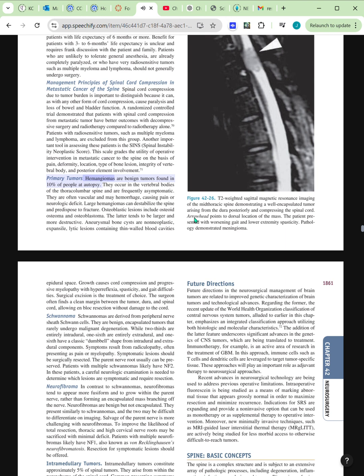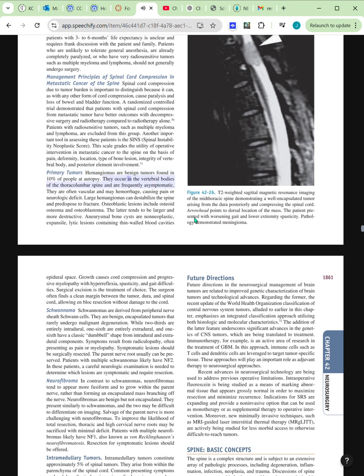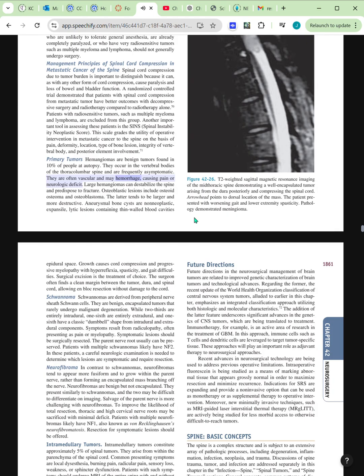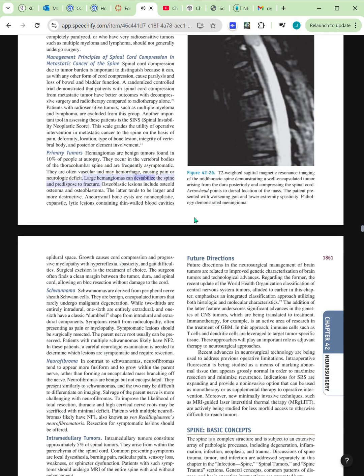Primary tumors. Hemangiomas are benign tumors found in 10% of people at autopsy. They occur in the vertebral bodies of the thoracolumbar spine and are frequently asymptomatic. They are often vascular and may hemorrhage, causing pain or neurologic deficit. Large hemangiomas can destabilize the spine and predispose to fracture.